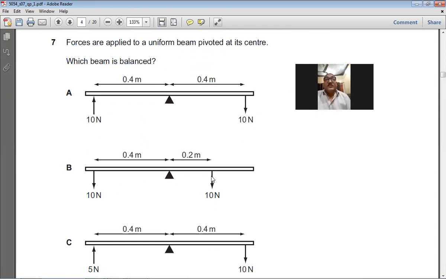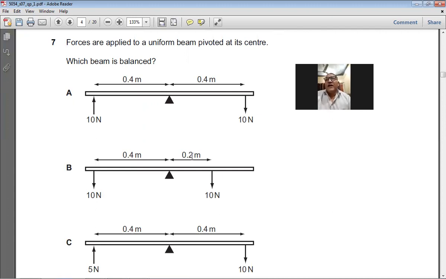These two forces: this force is acting downward, and it is trying to produce a clockwise turning effect about this pivot. This force here on the left side is acting downward, and is trying to produce an anti-clockwise turning effect. So yeah, they might balance.